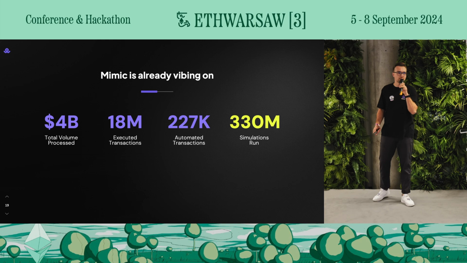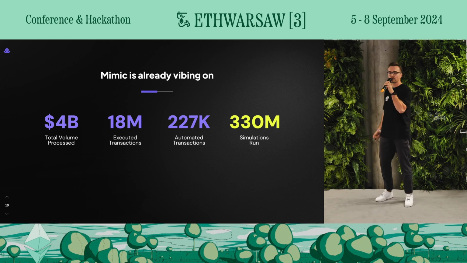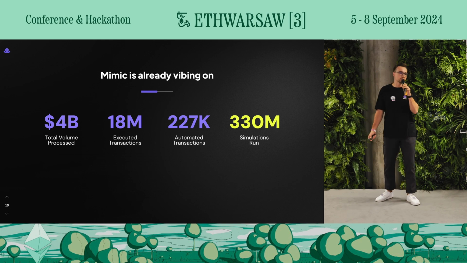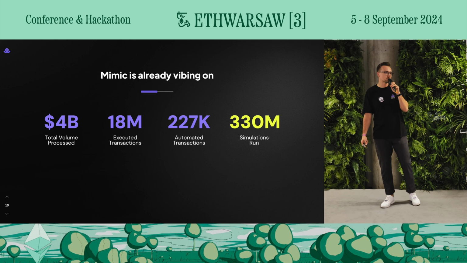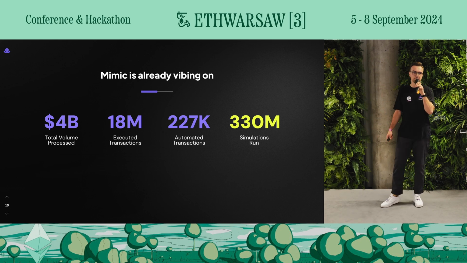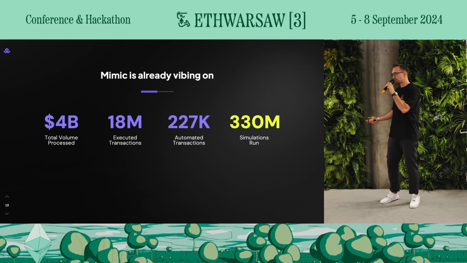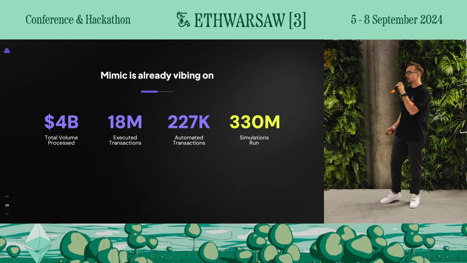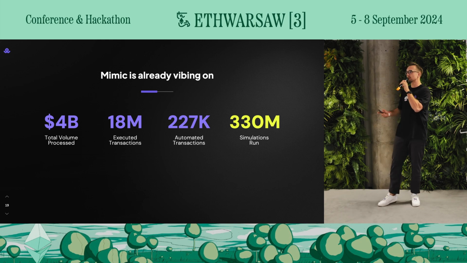To date, we have processed over $4 billion in assets on behalf of our customers, executed 18 million transactions, of which 227,000 were automated, and we ran 330 million simulations. Before we execute any transaction on chain, we run simulations to make sure that it meets all the parameters that are set in the environment.